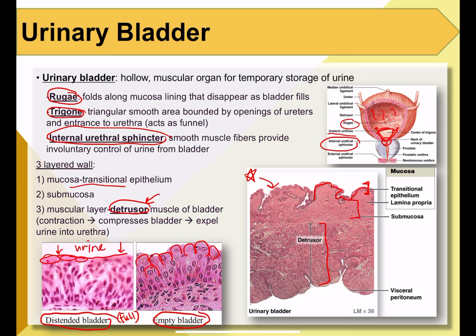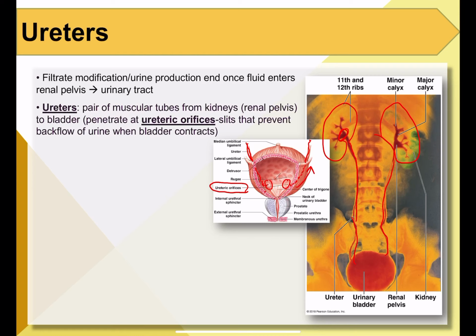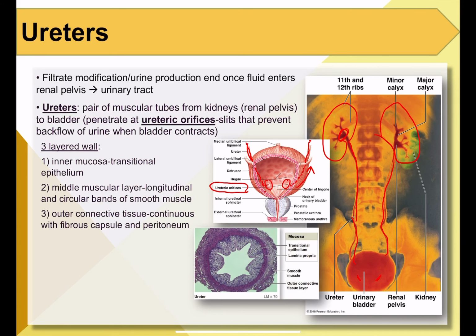If you have regurgitation of urine going up your ureter, that's a problem. It's going to cause a lot of pressure to be backed up into your kidney, which can lead to kidney failure. We'll talk about that when we talk about kidney function. So these are little slits within the bladder that allow for inflow of urine from the kidney ureter into the bladder. And once it's in the bladder, it can't backtrack and go back up due to the presence of these ureteric orifice slits.